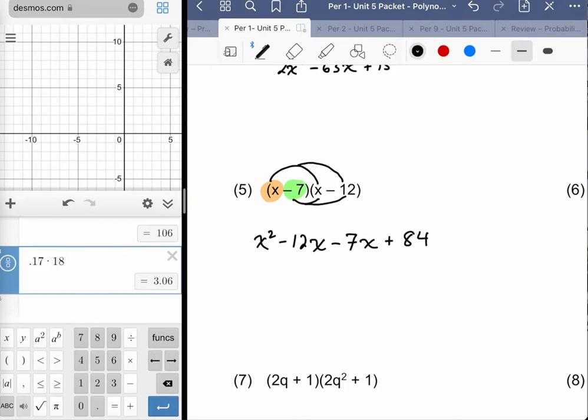All right, so combine our like terms. We only have one pair of like terms, negative 12x and negative 7x. Both have powers of 1 associated with them, so negative 19x. Everything else comes along for the ride.